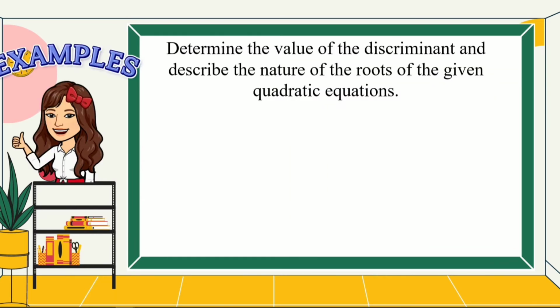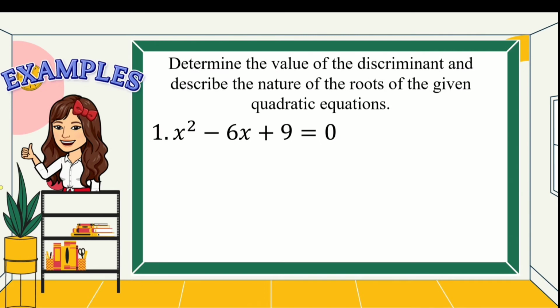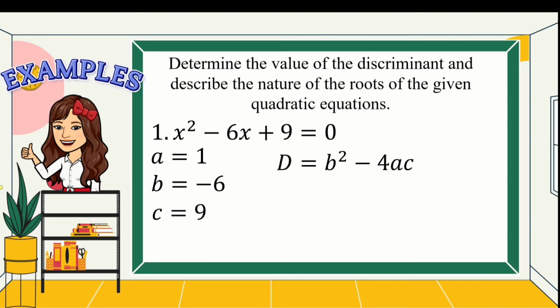Let's have this example. x squared minus 6x plus 9 is equal to 0. For us to use the discriminant, the quadratic equation must be in standard form, and we find the values of a, b, and c. a is 1, b is negative 6, and c is 9. The formula for the discriminant is b squared minus 4ac. Substitute the values of a, b, and c. We have negative 6 squared minus 4 times 1 times 9.